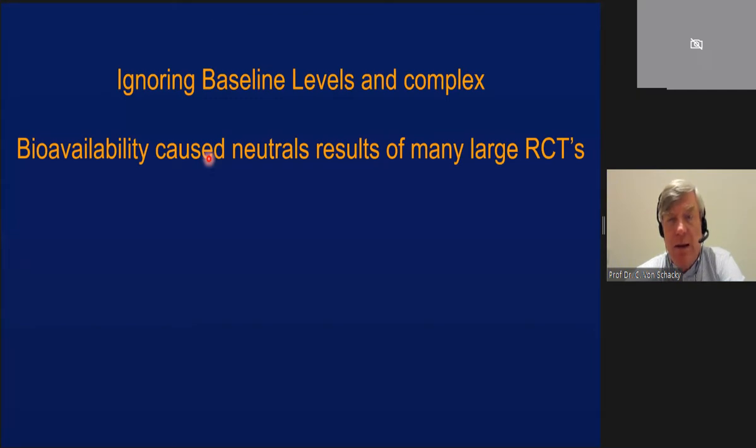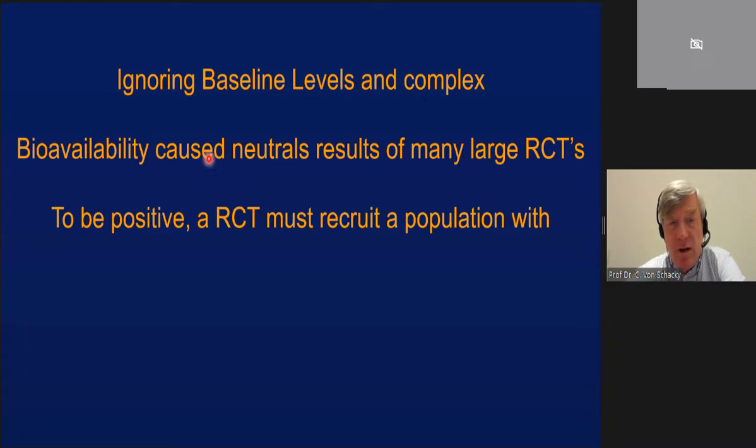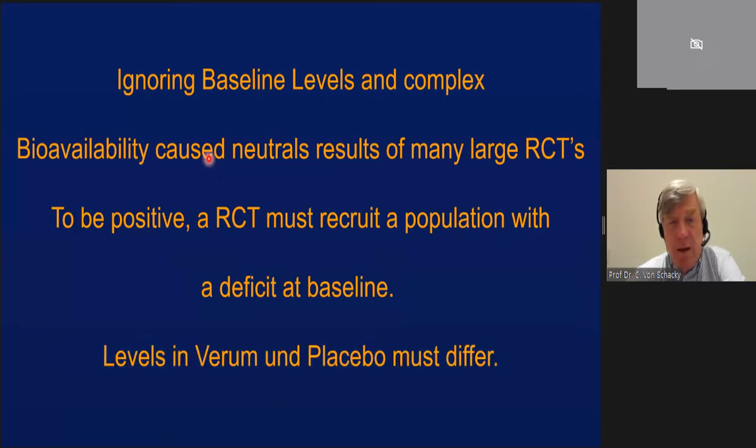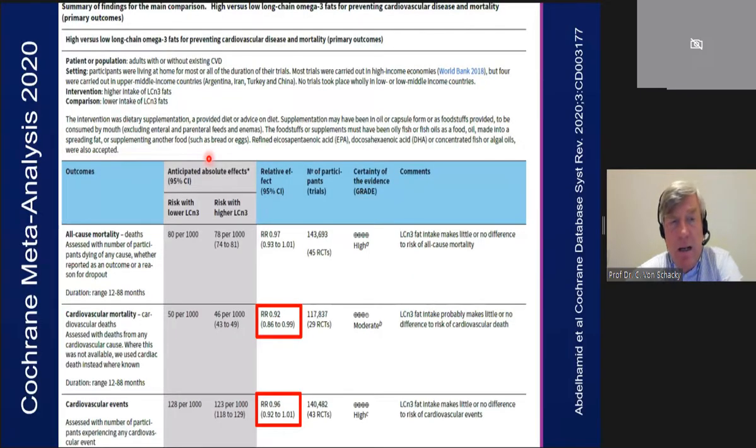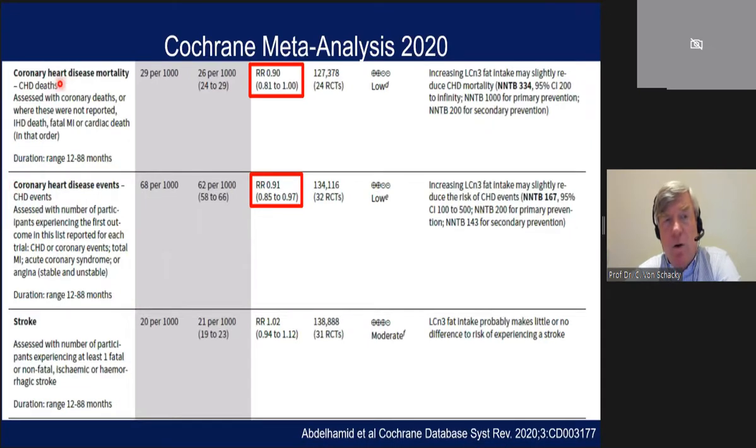So ignoring baseline levels and the complex bioavailability caused many neutral results of these trials. To be positive, a trial must recruit a population with a deficit in baseline, must have room for improvement, and the levels in verum and placebo must differ. Nevertheless, the latest Cochrane meta-analysis was positive for cardiovascular mortality, for cardiovascular events, for coronary heart disease mortality, and for coronary heart disease events.